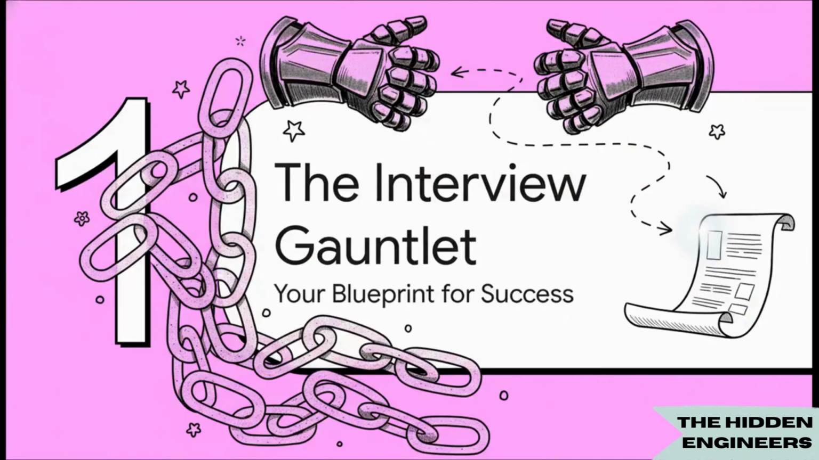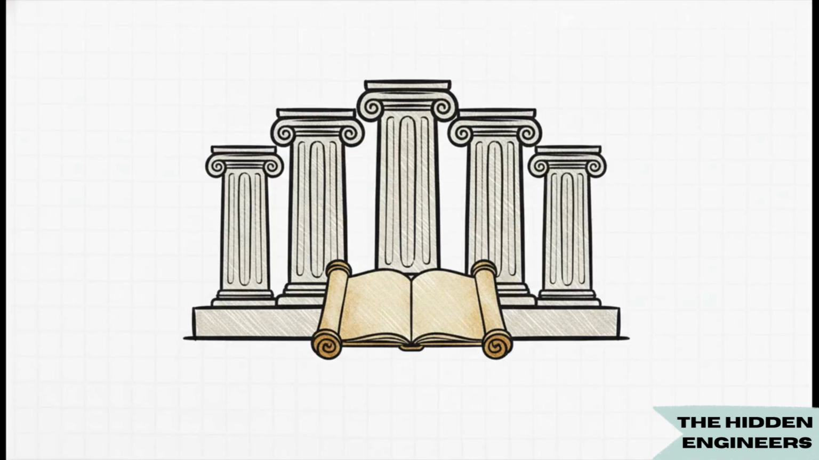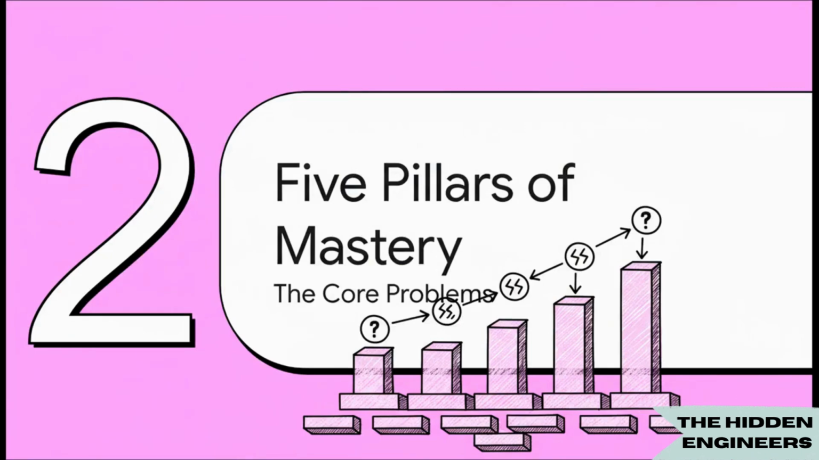So yeah, let's call it what it is. The interview gauntlet. But hey, every gauntlet has a secret path, right? We're about to give you the blueprint for success. The material we're drawing from, the Linked List Algorithm Masterclass, does this brilliant thing where it boils down this huge topic into just 5 core problems. Seriously, if you can nail these 5, you'll be ready for pretty much any linked list question they can throw at you. All right, so let's check out what these 5 pillars actually are.